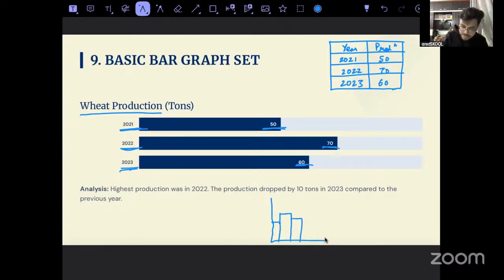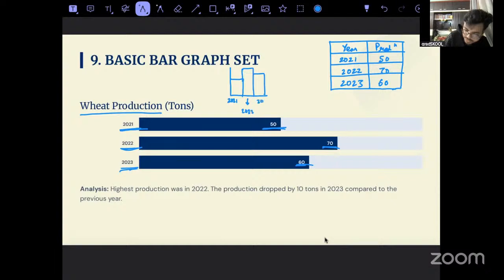Okay, wait, I'll make it properly. This won't be clear for you. This is 50, this is 70, this is 60. This is 2021, this is 2022, this is 2023. This is a rough graph which I made. So it will be given properly so that you understand the values properly.